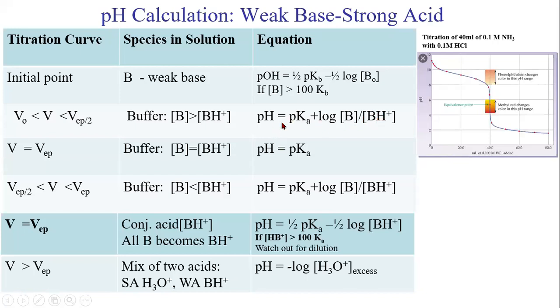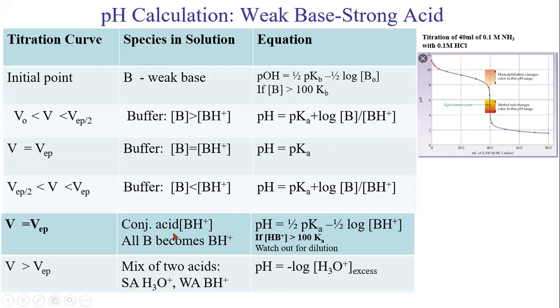This is Henderson, which you will use. You use it all the way through the buffer region. There's an area here, of course, when the base is equal to BH plus, and that's the half equivalence. That's when the pH equals the pKa.